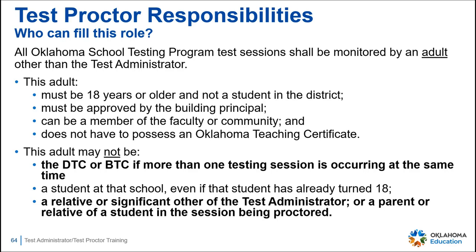This adult must be 18 years or older and not a student in the district, must be approved by the building principal, can be a member of the faculty or community, and does not have to possess an Oklahoma teaching certificate. This adult may not be the DTC or BTC if more than one testing session is occurring at the same time. A student at that school, even if the student has already turned 18. A relative or significant other of the test administrator, or a parent or relative of a student in the session being proctored.